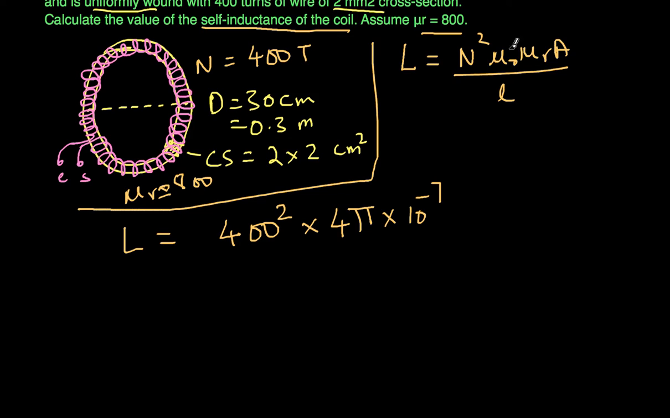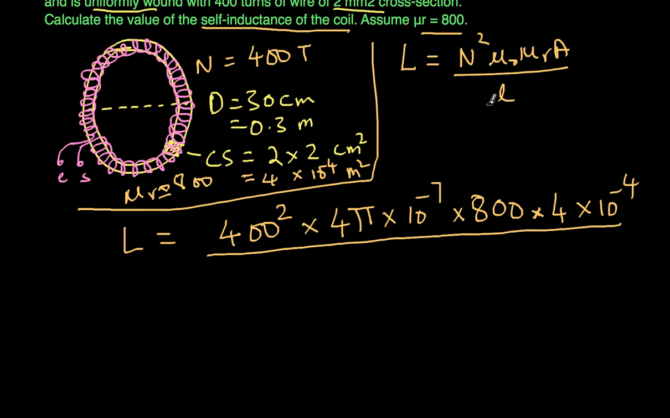That is a constant, this mu naught, the absolute permeability. Again, you have seen this several times. Mu r, the relative permeability, is 800, given in the question. The area of cross section is 2 centimeter by 2 centimeter, so the cross section is 4 centimeter square, or 4 into 10 power minus 4 meter square. I am converting centimeter square into meter square. So 4 into 10 power minus 4 meter square, whole divided by L.